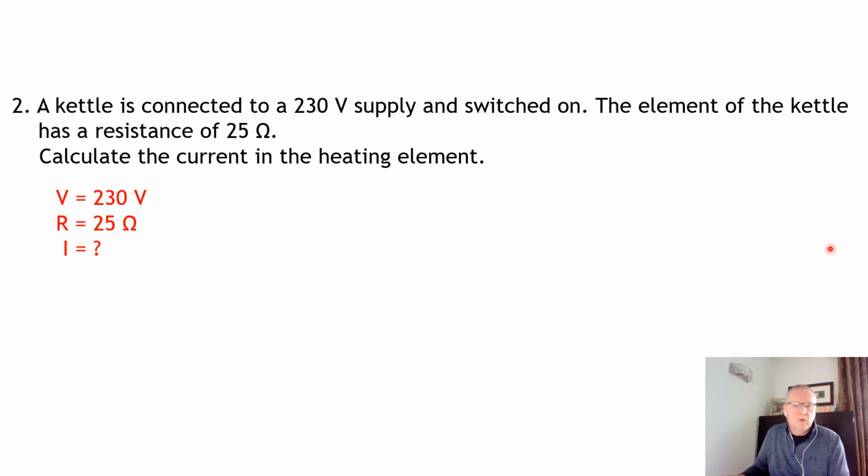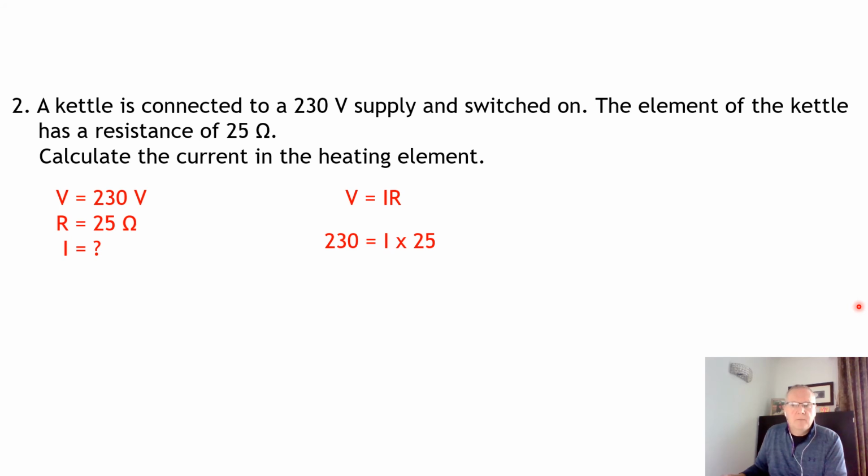So first of all, again, we write down the information with the correct symbol. In this case, we've got V and R, but we want to find I. Same as the last one, you write down the correct equation, the correct relationship, and substitute in the numbers. Now, there's various methods you can use. I'm just going to show you this one just now, where you substitute in the numbers in the correct place. So we've got 230 equals I times 25.